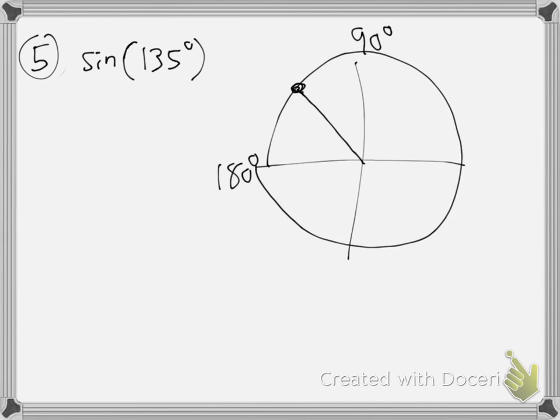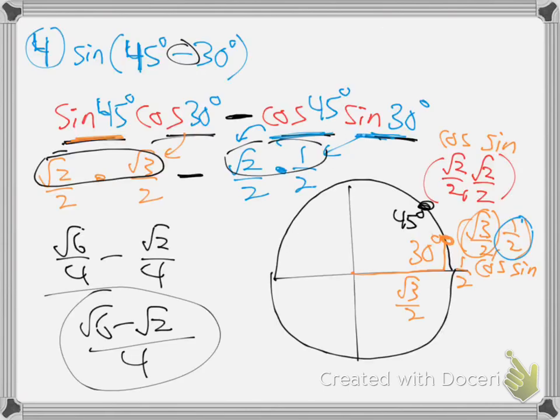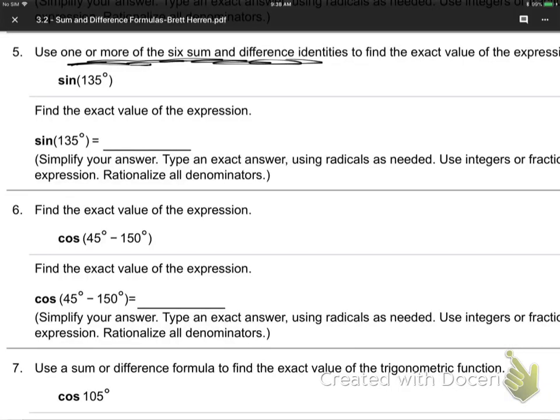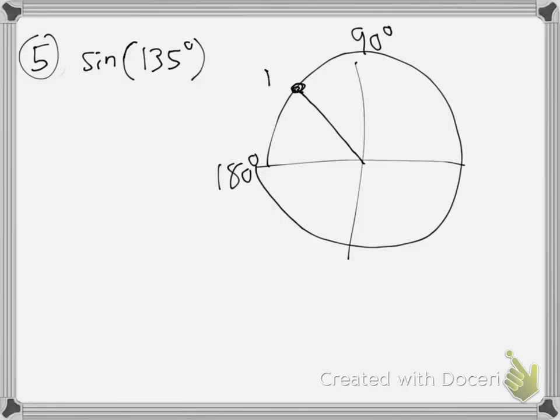But we're not going to do it that way because they're being picky on this one. And they want us to do it using their formulas. What do they say? Use one or more of the six sum or difference identities to find it. So we have to use the adding or subtracting of two angles to make the 135. We can't just go, because this is 135 right in the middle, right? That's 90 plus 45. That one we could just get the value directly using the unit circle.